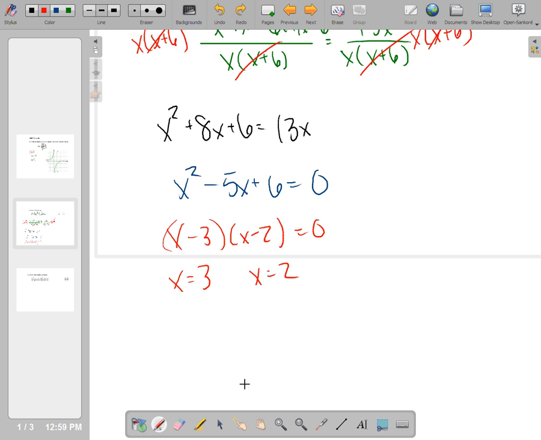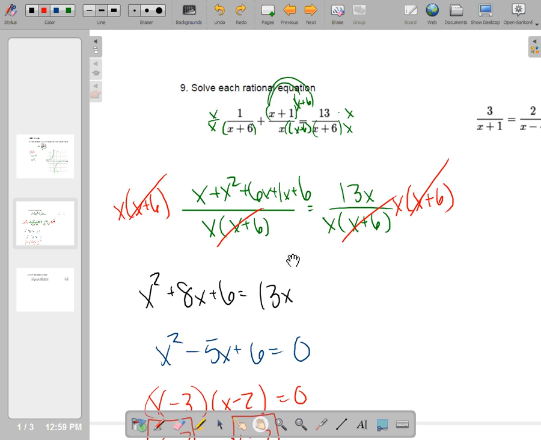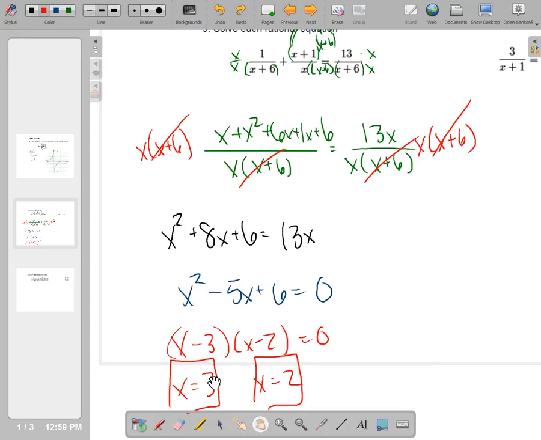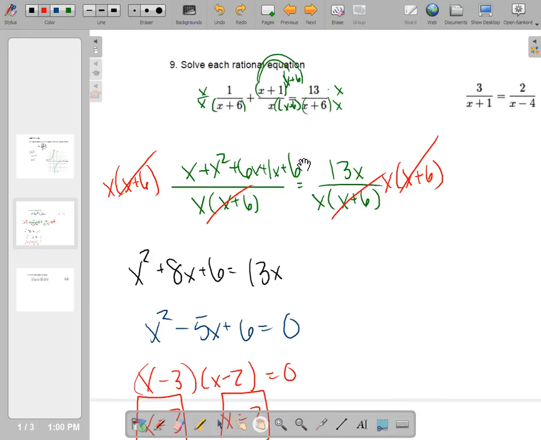The important thing about solving rationals, though, is that you go back and you check to make sure these are not extraneous solutions. And what that means is, if I plug in 3, will it try and divide by 0? 3, no, okay, I'm fine. If I plug in 2, will I divide by 0? Nope, I'm okay. So I can plug in 3, I can plug in 2. That means these are both solutions to my equation.